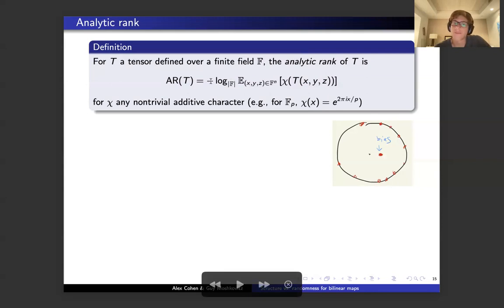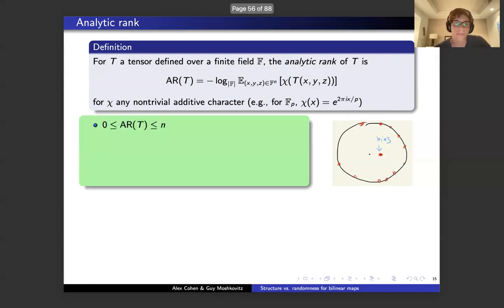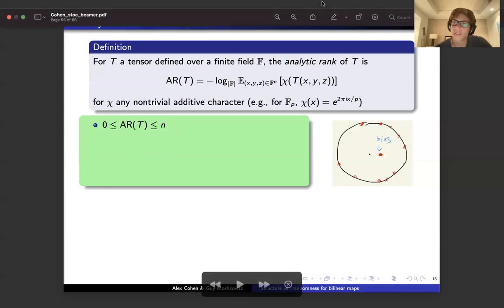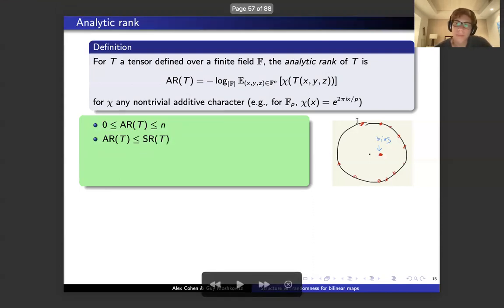The analytic rank is then a function of the bias given by the negative log. So in particular, the analytic rank is small if the bias is large, and it's large if the bias is small, right? The closer the tensor is to behaving like random, the larger the analytic rank. So a full analytic rank would be like n for an n by n by n tensor. So just like the geometric rank and the slice rank, the analytic rank also lives in the range from 0 to n. It's bounded above by the slice rank, just like geometric rank.